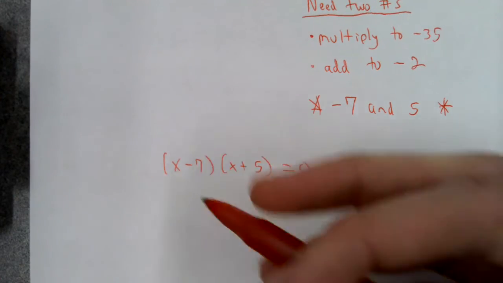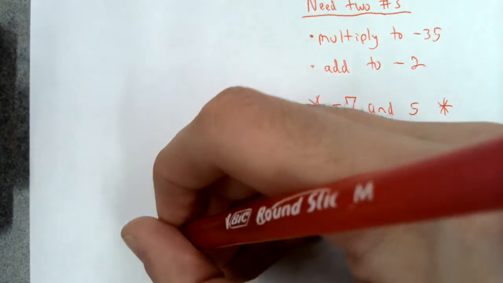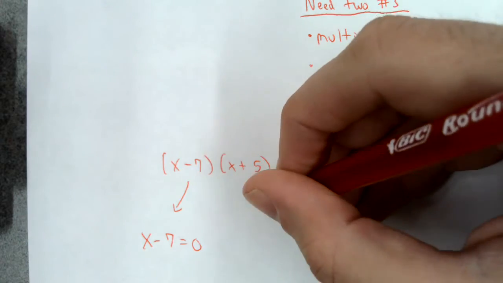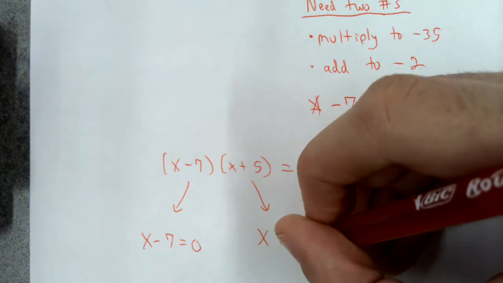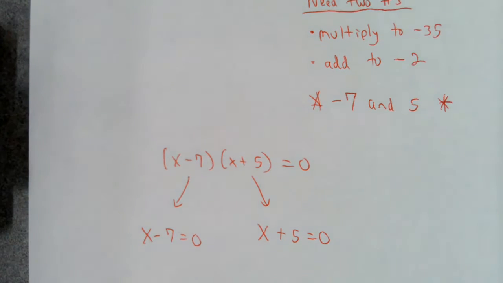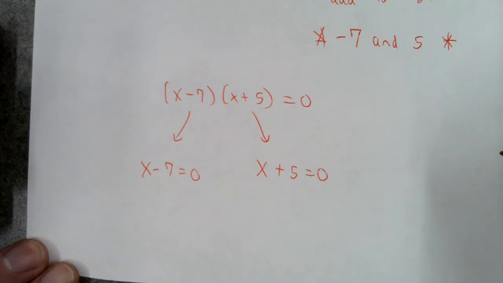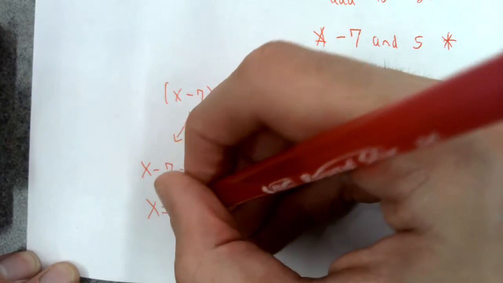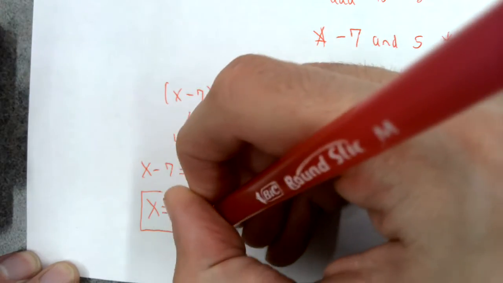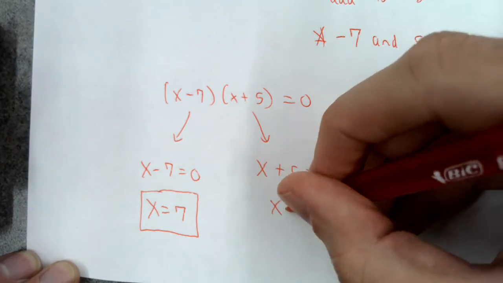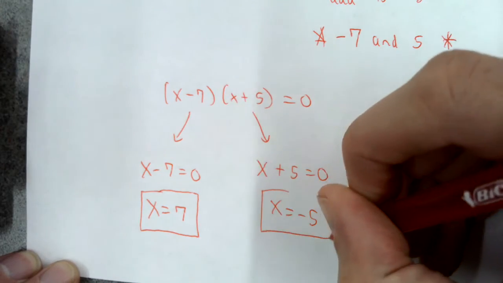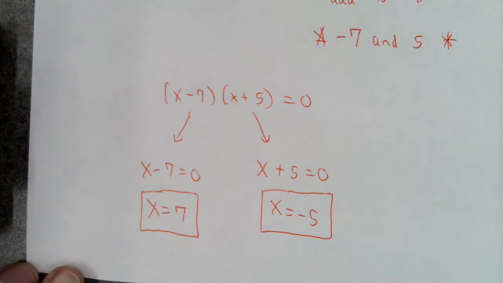Now you're multiplying to get 0. The only way that's possible is if one of the factors is 0. So either x minus 7 equals 0 or x plus 5 equals 0. Solve each one. When you solve the one on the left, you get x equals 7. That's one answer. And when you solve the other equation, you get x equals negative 5. That's the other answer.